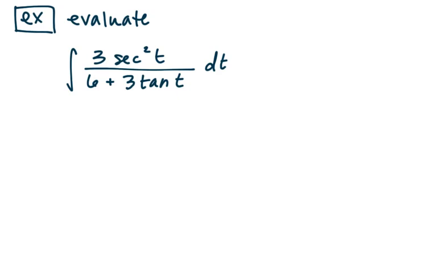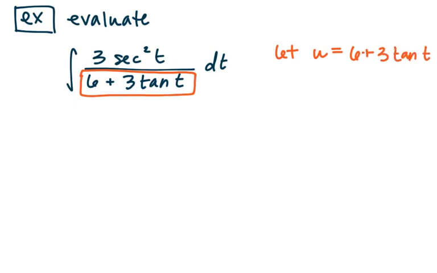So in this case, because we're dealing with a denominator, I am going to choose this to equal my u. All right, so I'm going to say let u equal 6 plus 3 tangent of t. So that means I need all of this left in the numerator. I need that to show up as my derivative.